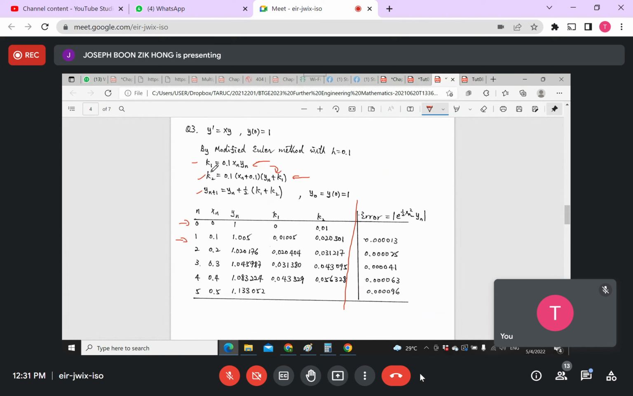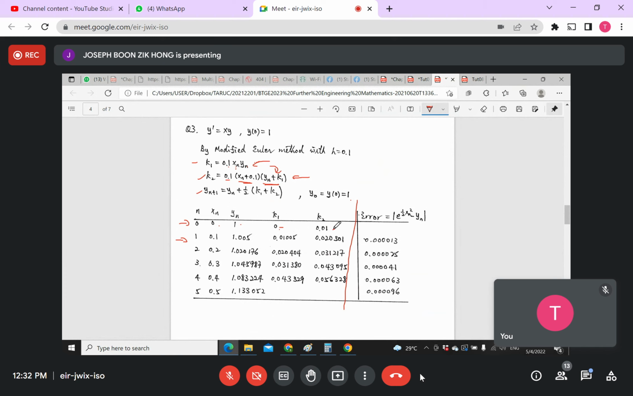So for K1, for the step n equal to 0, my xn will be 0, my yn will be 1. So 0.1 times 0 times 1, I get 0. And then my h is 0.1, so 0 plus 0.1 is 0.1. Then 1 plus my K1, my K1 is 0, so it's 1. 1 times 0.1 times 0.1, I get 0.01.